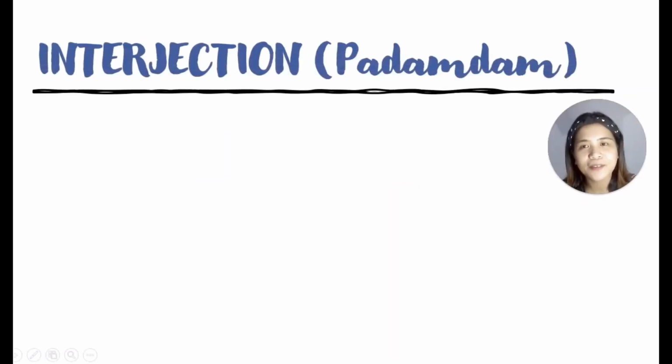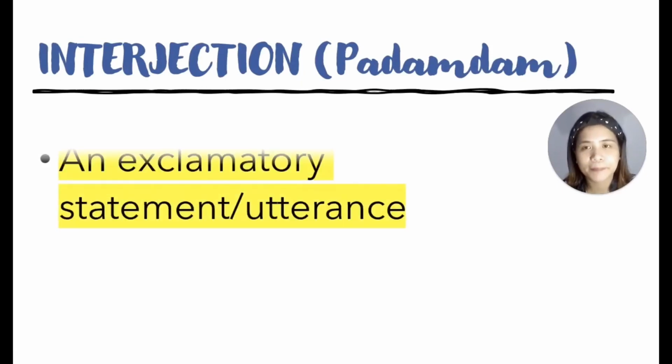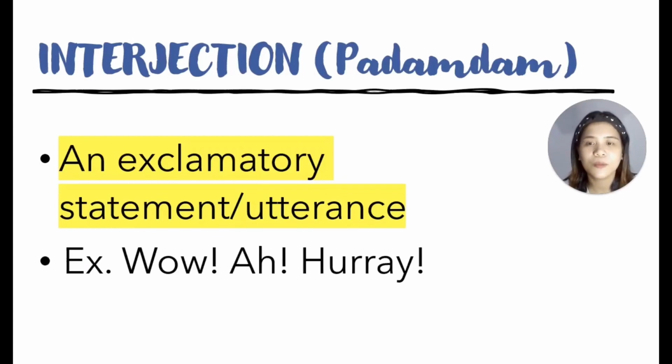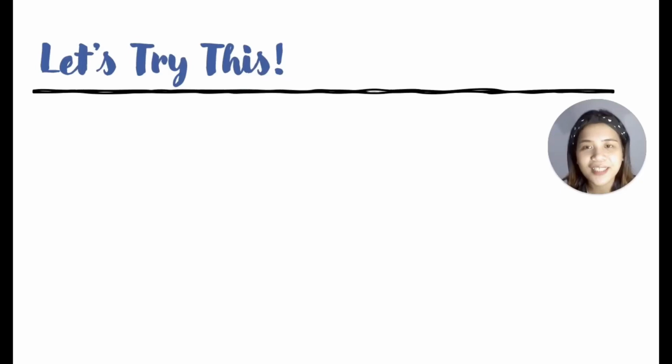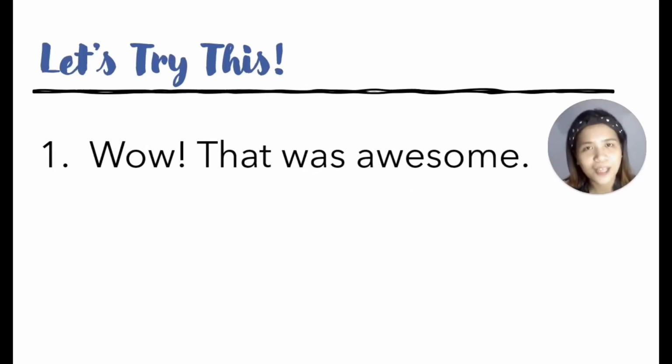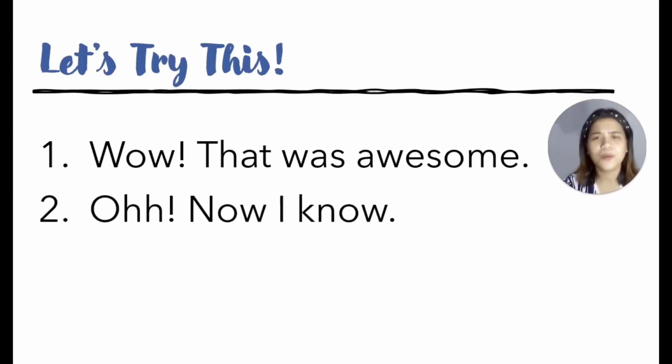Finally, we have interjection or padamdam. So an interjection is an exclamatory statement or utterance. So examples, wow, and then hooray. So ito ay salitang nagpapahayag ng matinding damdamin. Halimbawa sa Filipino, hoy, yay! Let's proceed. Let's identify the interjection in each sentence. Usually, interjections are placed at the beginning of each sentence. Number 1, wow, that was awesome. Then number 2, oh, now I know.